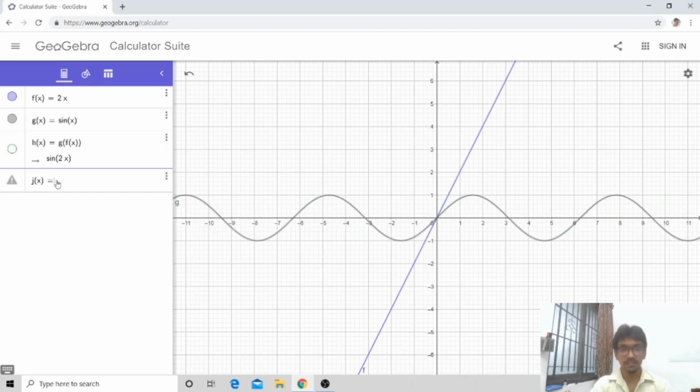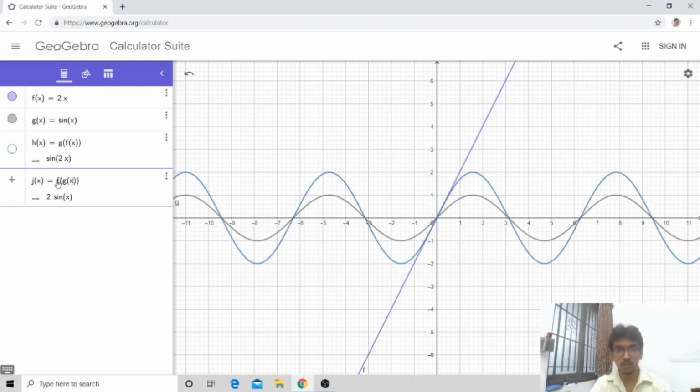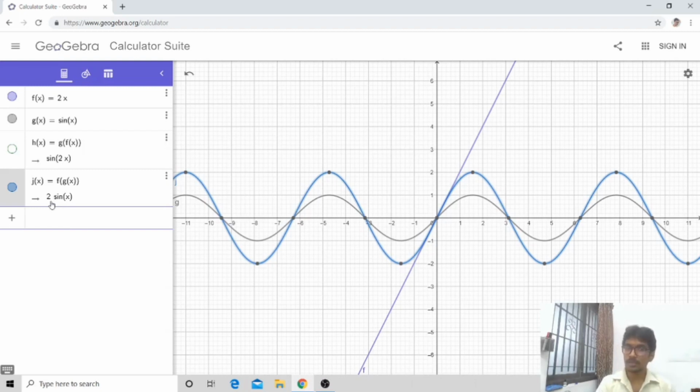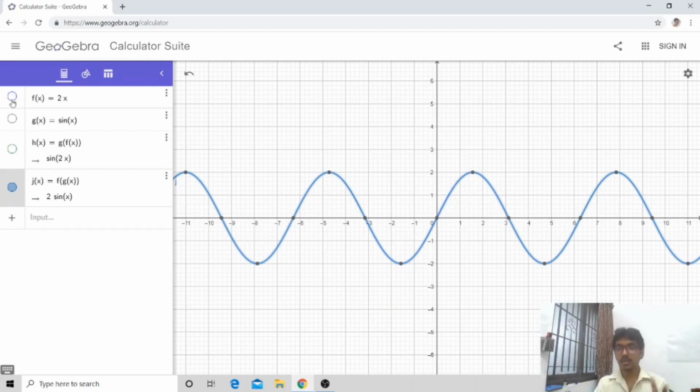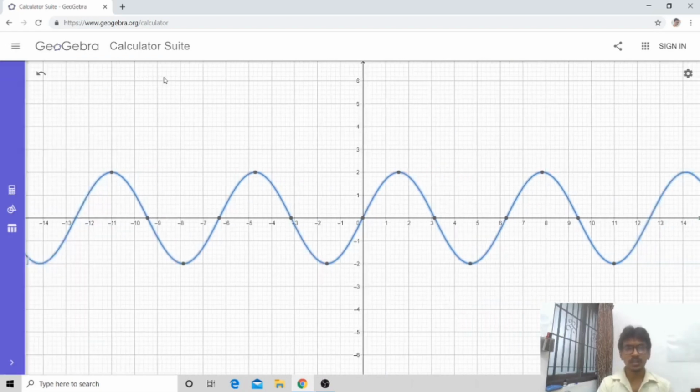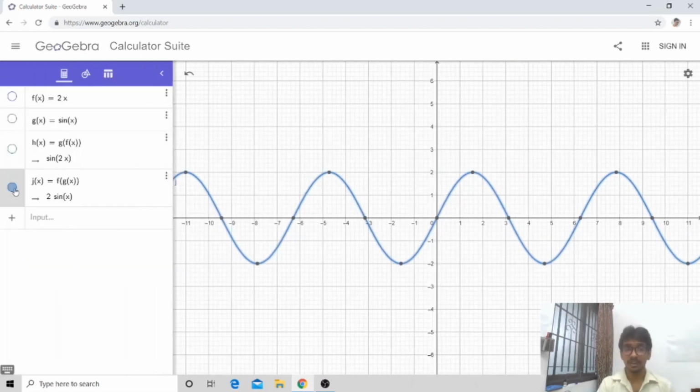Now I am going to input my g value in f and see what happens. Here you are able to see the function 2 sin x as well. So this is the composition of f with g.